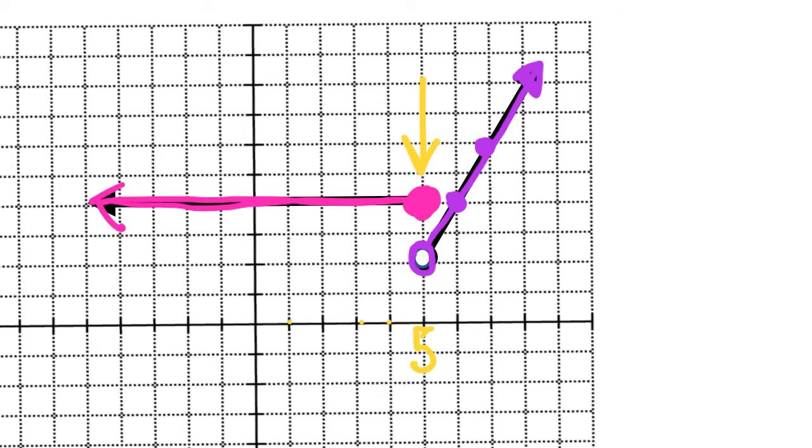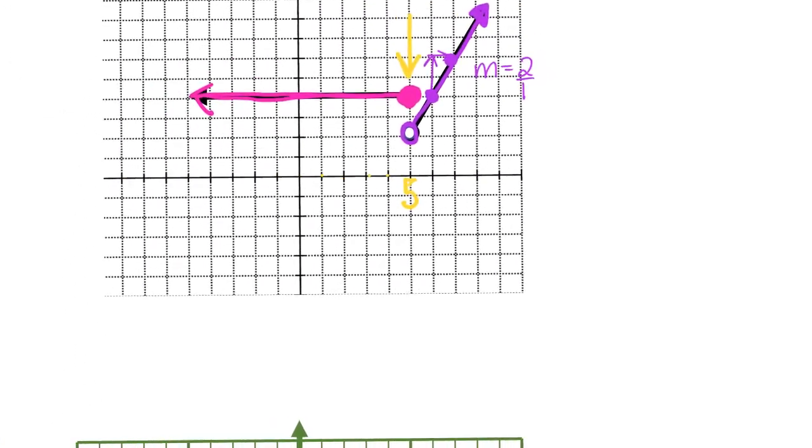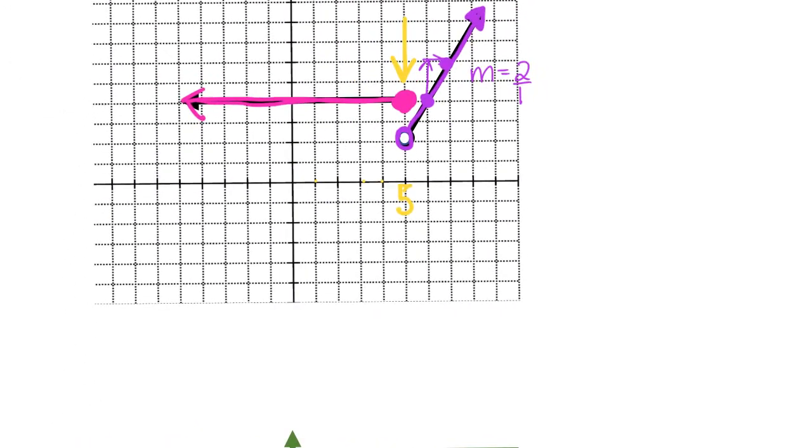Because I'm going to need to find my slope of this line. So I know my slope, see, I'm going to rise 2, go over 1, so my slope is going to be 2 over 1. Now what I said before is that sometimes we have to pretend that the piece has no constraints so that we're able to find the equation for that line.